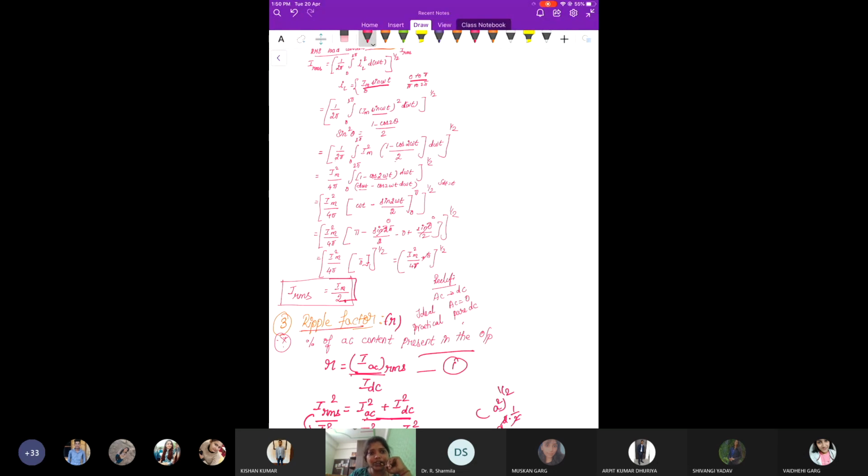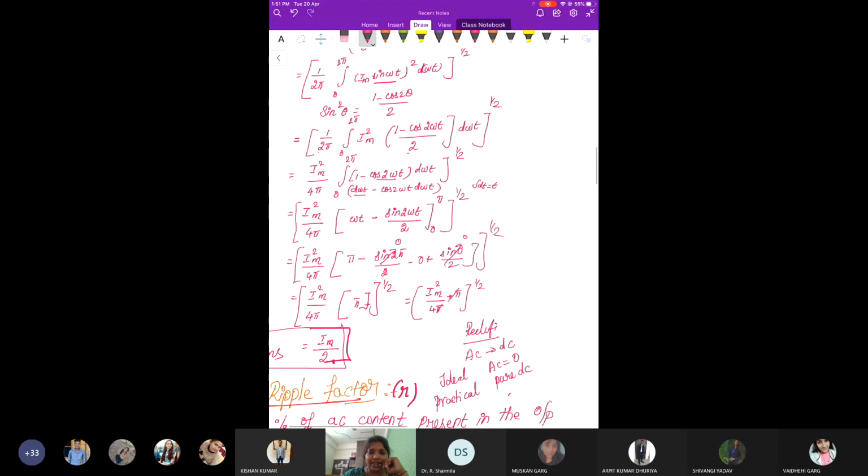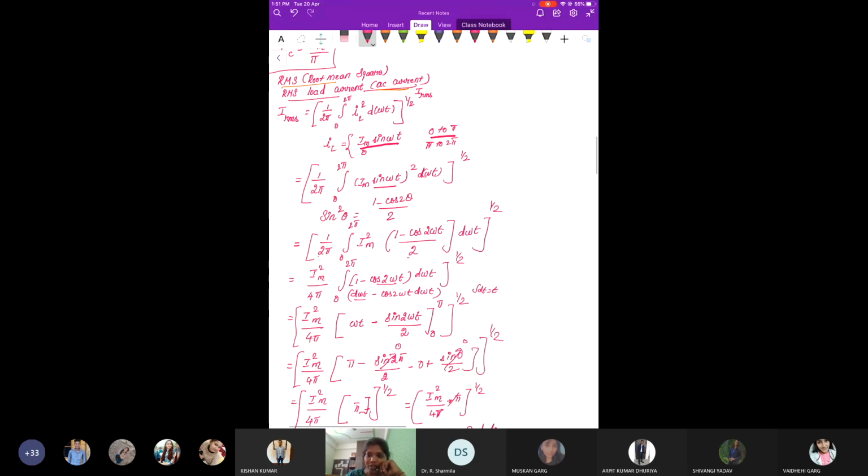Next class I will teach you the full wave rectifier and bridge rectifier. For the full wave rectifier, we are going to derive it with the same method. But here, we are getting the output only during the positive half cycle. In a full wave rectifier, we will get output during both the positive as well as the negative half cycle, so the same procedure is used to derive it.